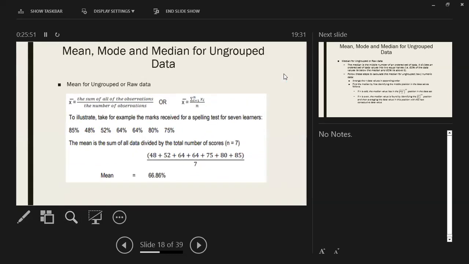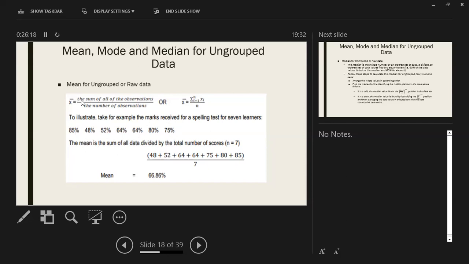Now we have been given an example that there are marks received for a spelling test for 7 students, right? The students got 85, 48, 52, 64, 64, 80, and 75. Now they are asking what is the mean. In other words, they're just asking what is the average. So how many people took part? It's 1, 2, 3, 4, 5, 6, 7. And these are the values.